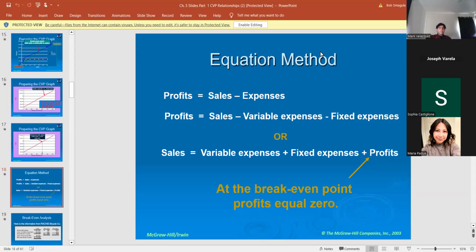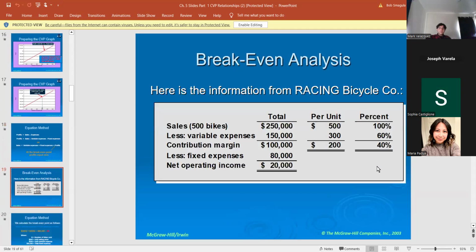Now they're going to talk about an equation, and this is not a hard equation. Equation method. I guess we all know that sales minus expenses equal profit. Who knew? Sales minus variable expenses minus fixed expenses equal profit. Same thing. Sales minus expenses equal profits. We know that. Sales equal variable expenses plus fixed expenses. Well, that would be the break-even point. Plus profits. We can plot the profit we want in there and make some decisions.